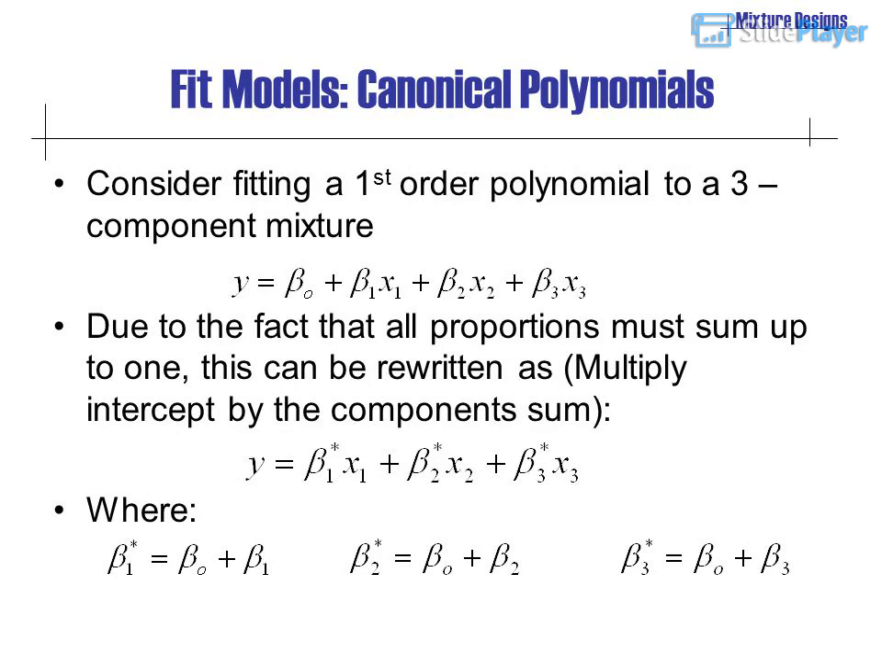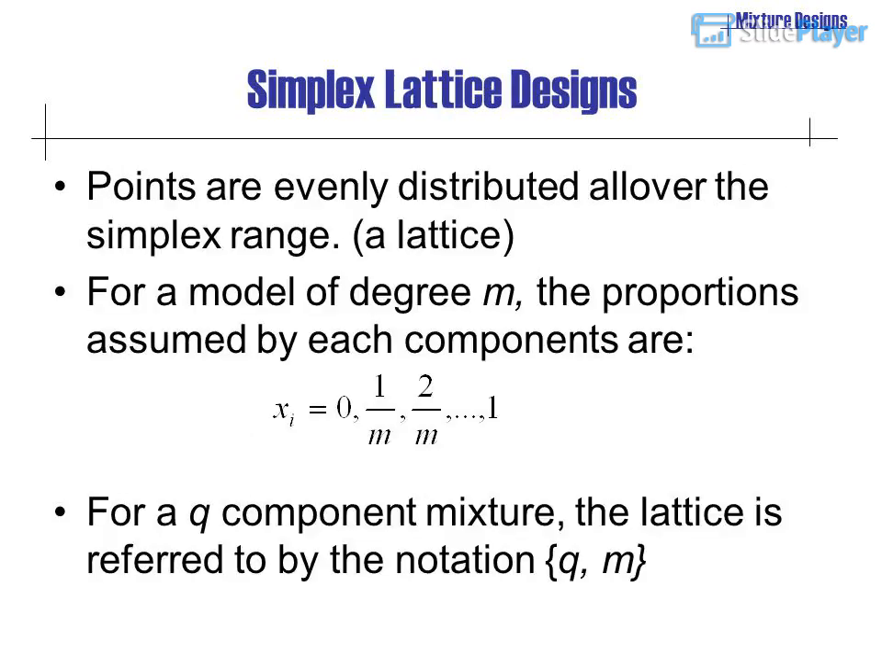Fit models, canonical polynomials. Consider fitting a first-order polynomial to a 3-component mixture. Due to the fact that all proportions must sum up to 1, this can be rewritten by multiplying the intercept by the components' sum.